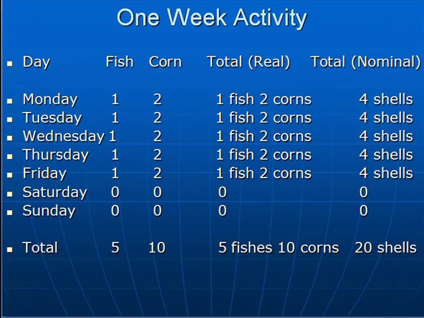In Fus Island, we have 5 days production, and we have 5 fish and 10 corn, but our total is 20 shells. That is the nominal income, but 5 fish, 10 corn is the real income.